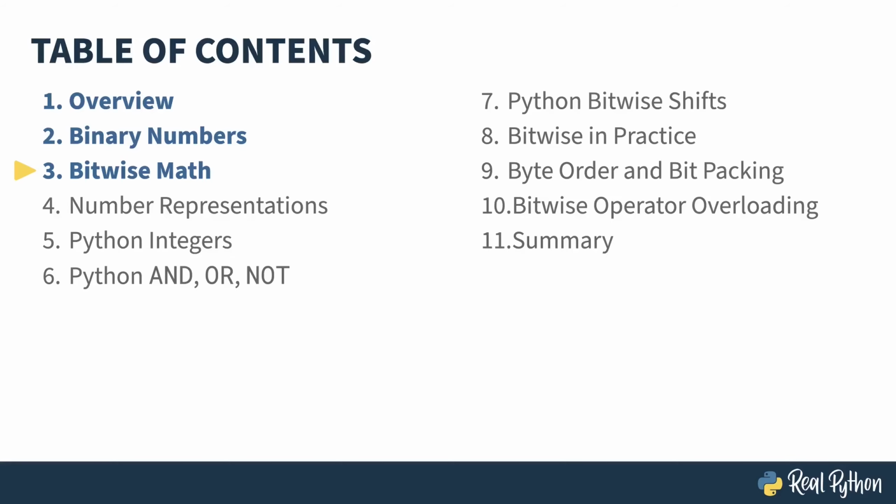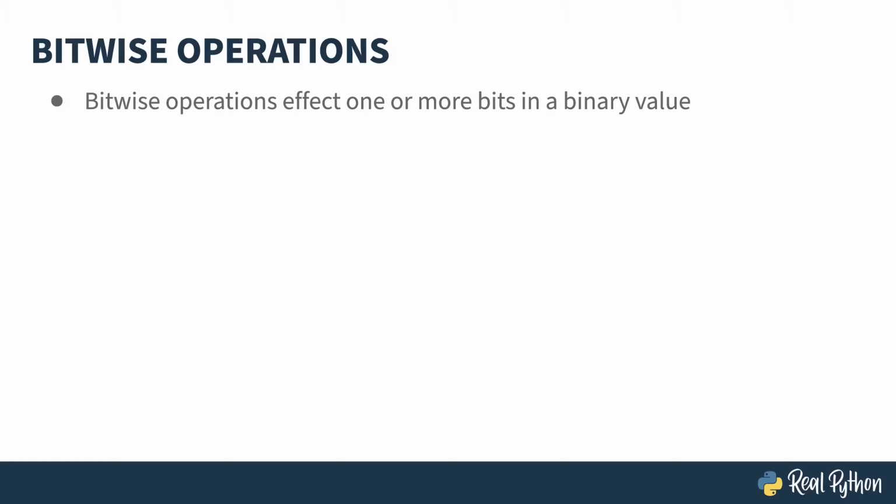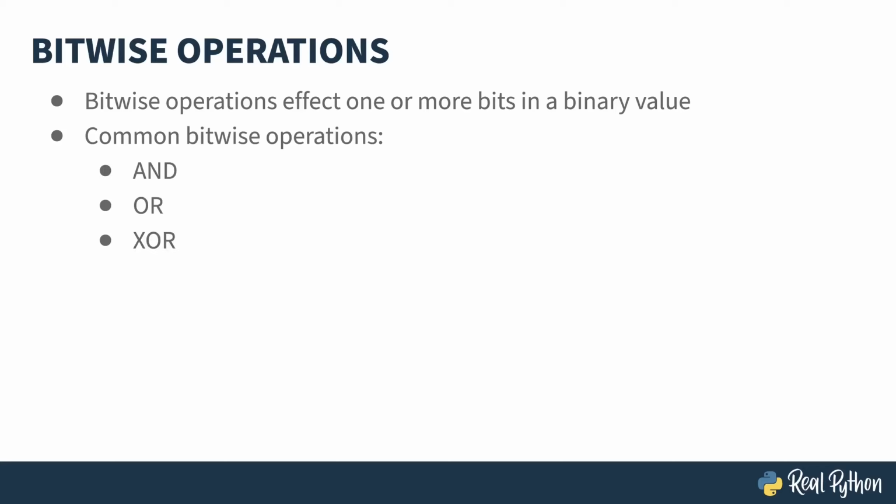In the previous lesson, I showed you the ons and offs of binary numbers. In this lesson, I'll be talking about operations on binary values. Bitwise operations affect one or more bits in a binary value. The most common bitwise operations are AND, OR, XOR, NOT, and shifts.